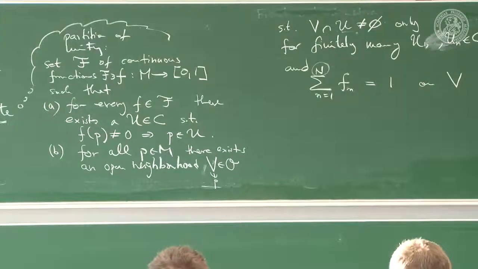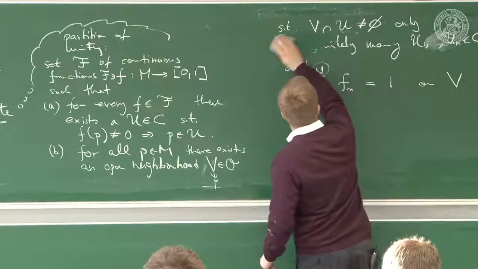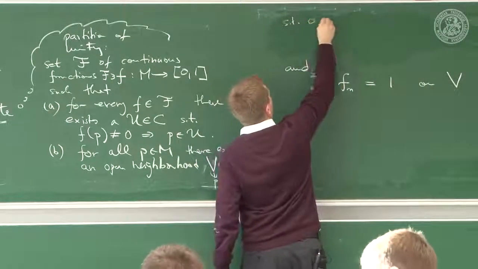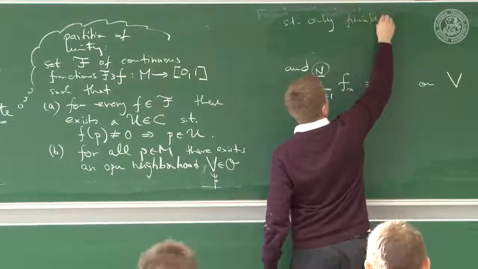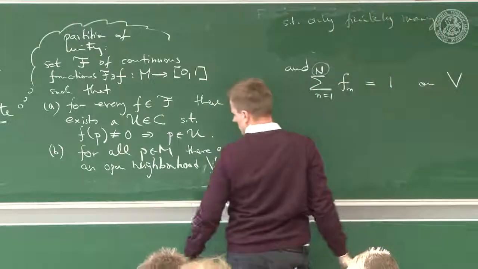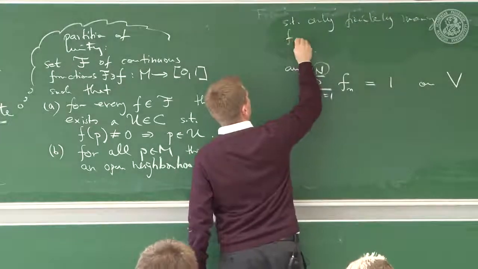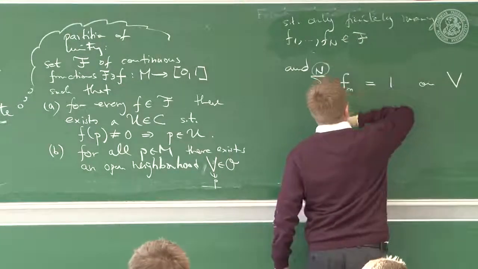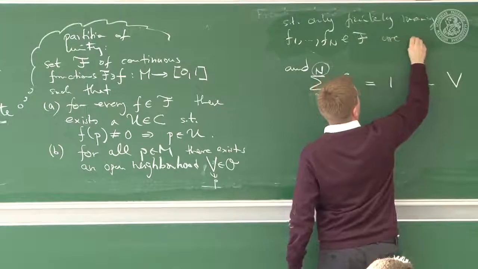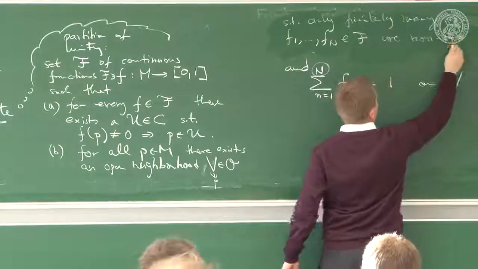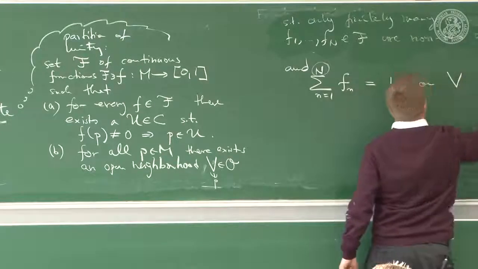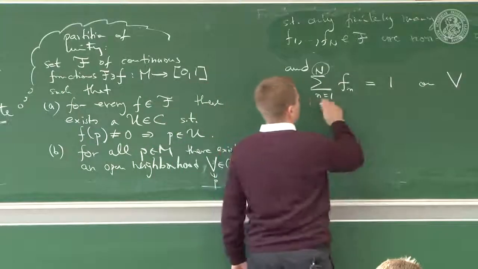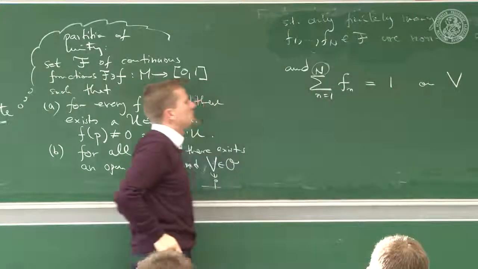It's not this intersection. That's already covered by the refinement. I'm sorry. Such that it's neighborhood V, only finitely many f1 to fn in F are non-zero on V, and then I take those f's, because otherwise it didn't make sense, and then you take those f's and they sum up to 1 on V.